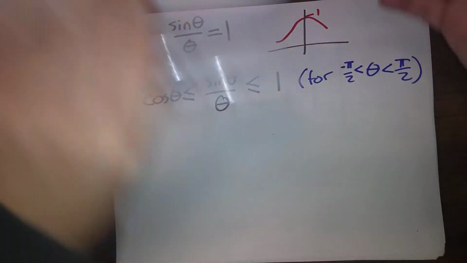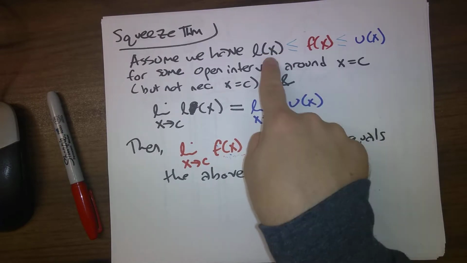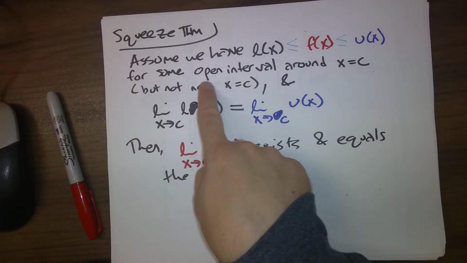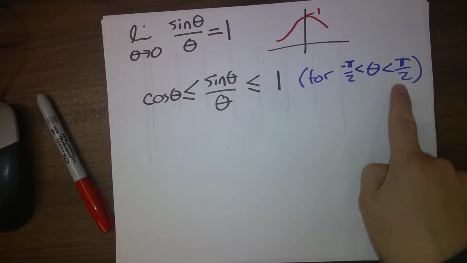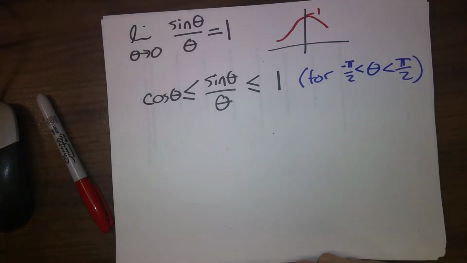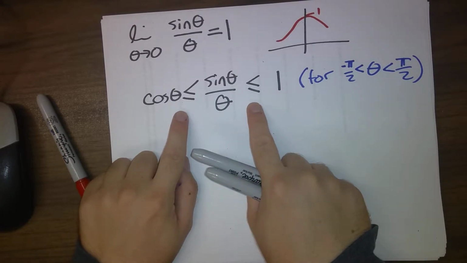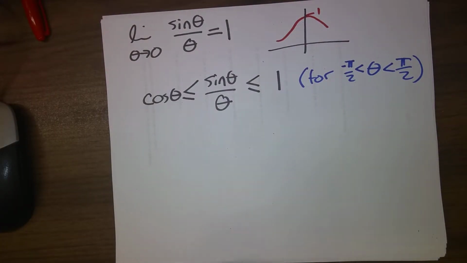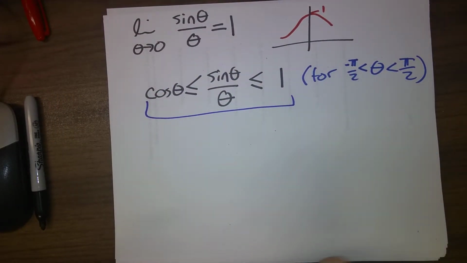If we bring back the slide for the squeeze theorem, we can see here that we assume we have L of x less than or equal to f of x less than or equal to u of x for some open interval around x equals c. So minus pi over 2 to pi over 2 gives us a nice open interval around theta equals 0. And so our work is in two parts. Number one, we want to show this pair of inequalities, and then we'll apply the squeeze theorem to get the desired conclusion.